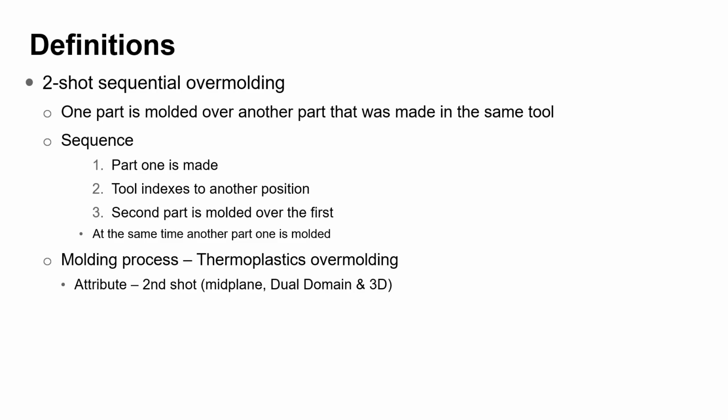It can also be referred to as two shot sequential molding, which we will discuss in detail in the later part once we complete the overmolding or insert molding. In two shot sequential molding, one part is molded over another part and they are made in the same tool. The sequence is that the first part is made, the tool is indexed, and the other part is positioned in such a way that the another part gets molded.